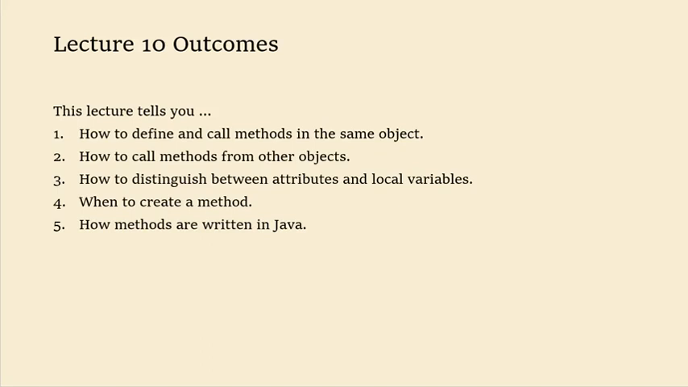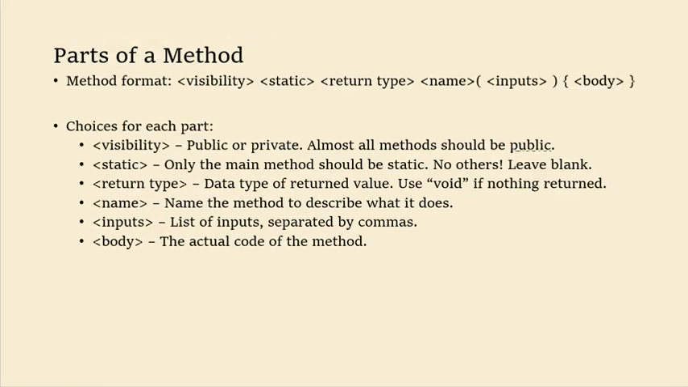Okay, so how do you define and call methods in the same object? How do you call them from other objects, which is the real value here? Distinguishing between attributes and local variables. When do we create a method and how does it look in Java?